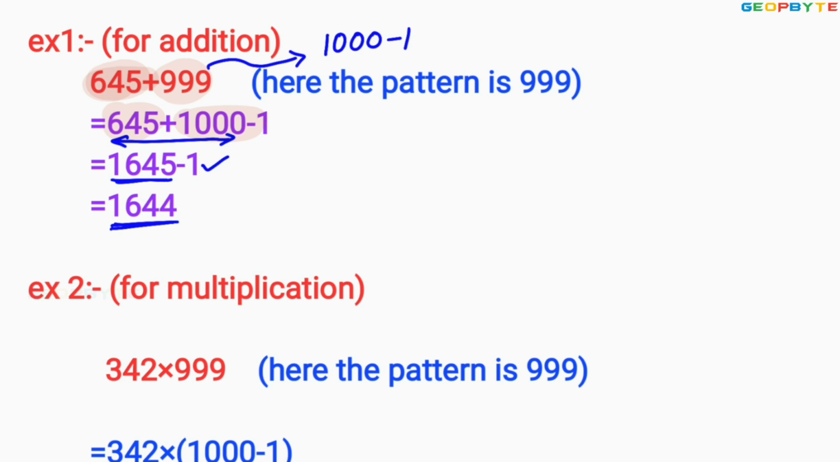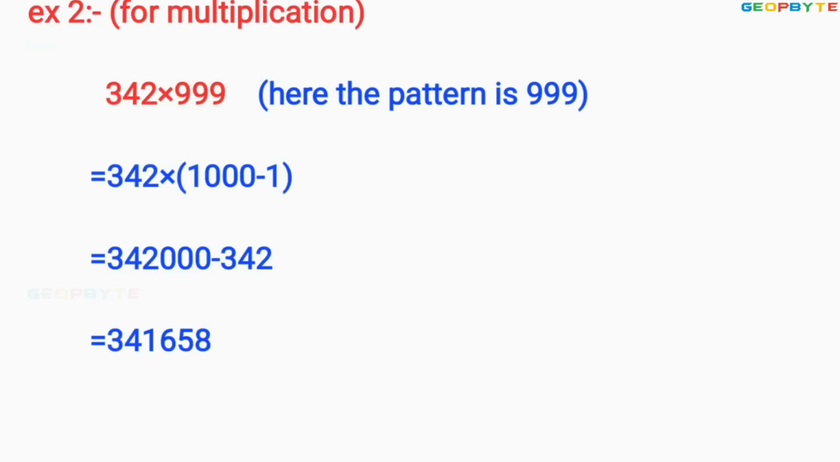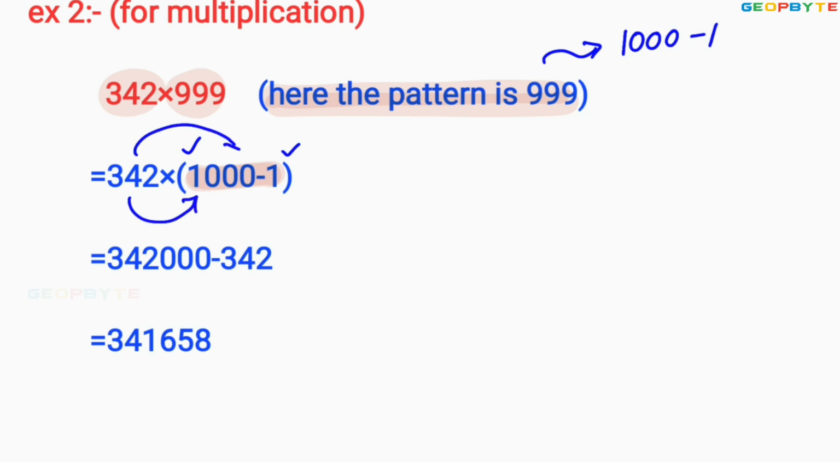Similarly, let us take the pattern for multiplication. Let us take an example for your better understanding. 342 multiplied by 999. Here the pattern is 999. This 999 I can write as 1000 minus 1. Now you remove the brackets. For removing the brackets, you have to multiply this 342 with 1000 and with 1 separately.